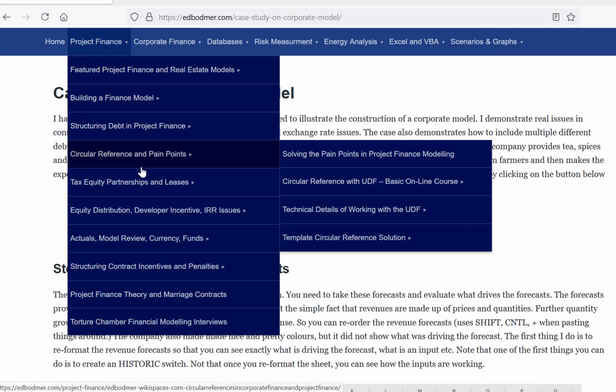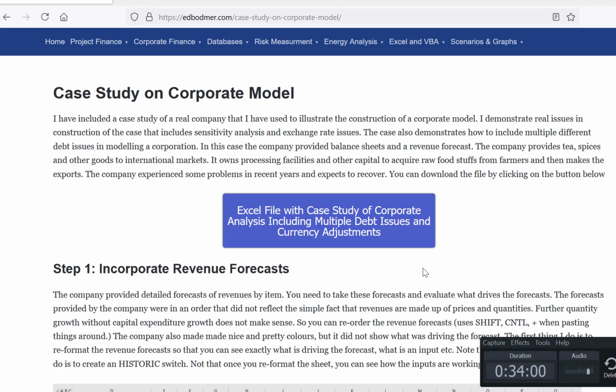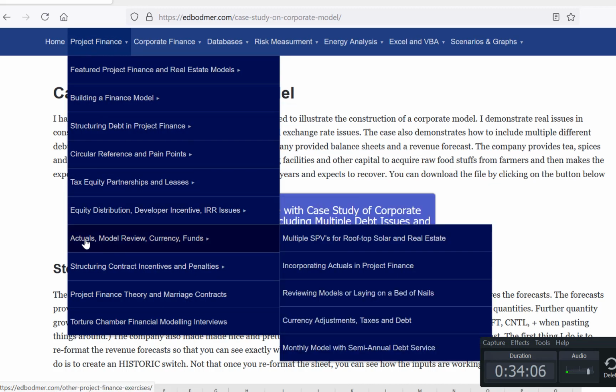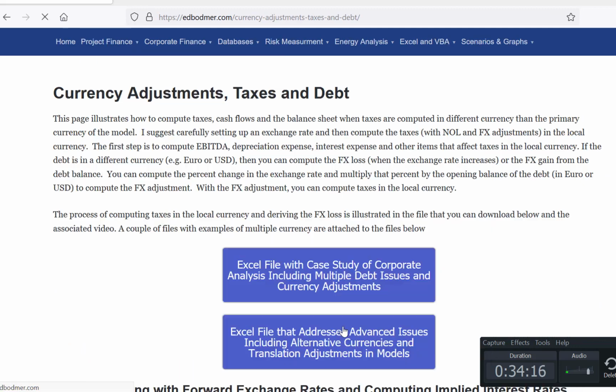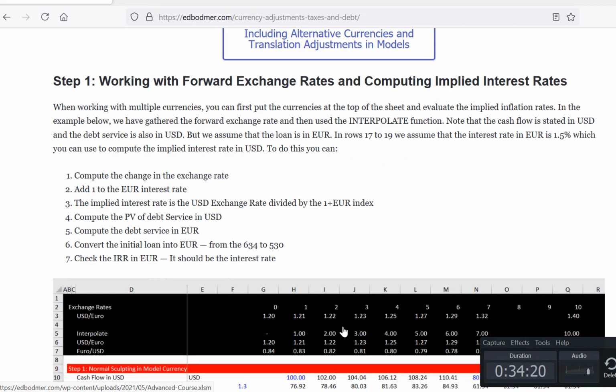Okay, so am I recording first? A lot of times I've been teaching classes and I forget to share the screen. Here, if you go to project finance, you go to actuals, currency, and funds. Oh, come on. Oops. I don't know how to make some of these things. Currency adjustments. Okay. And this one works through step by step.